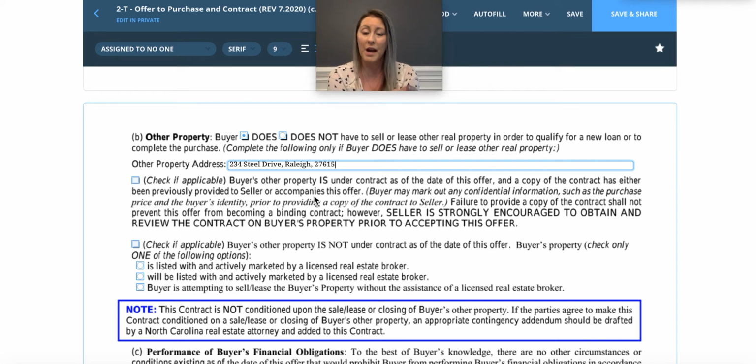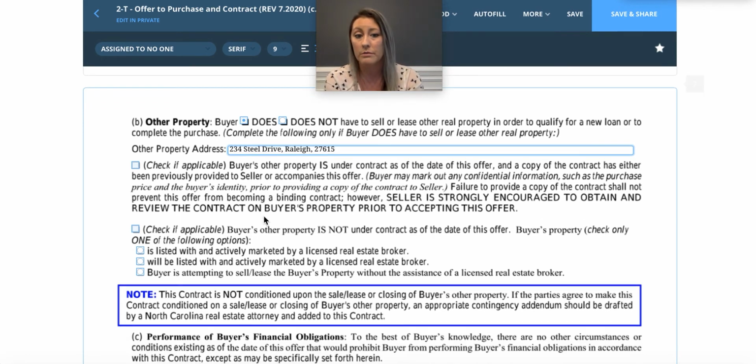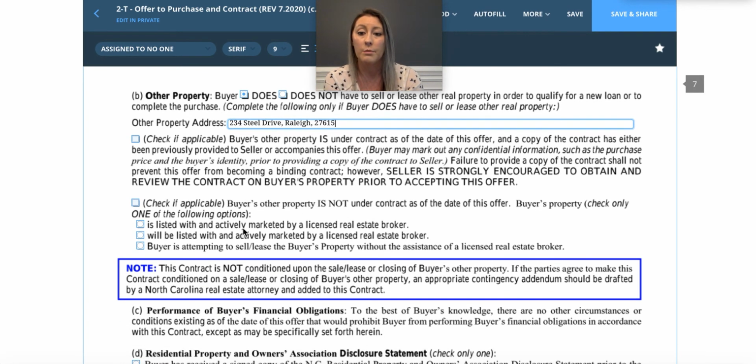And is your buyer under contract at the time of this offer? So yes or no. If they are, go ahead and check it. If not, that's fine. But this gives the sellers a lot of information so they know where in the process things are, what's happening, all that kind of good stuff. Check it, if applicable: buyer's other property is not under contract as of the date of this offer, is listed with and actively marketed by a real estate broker.